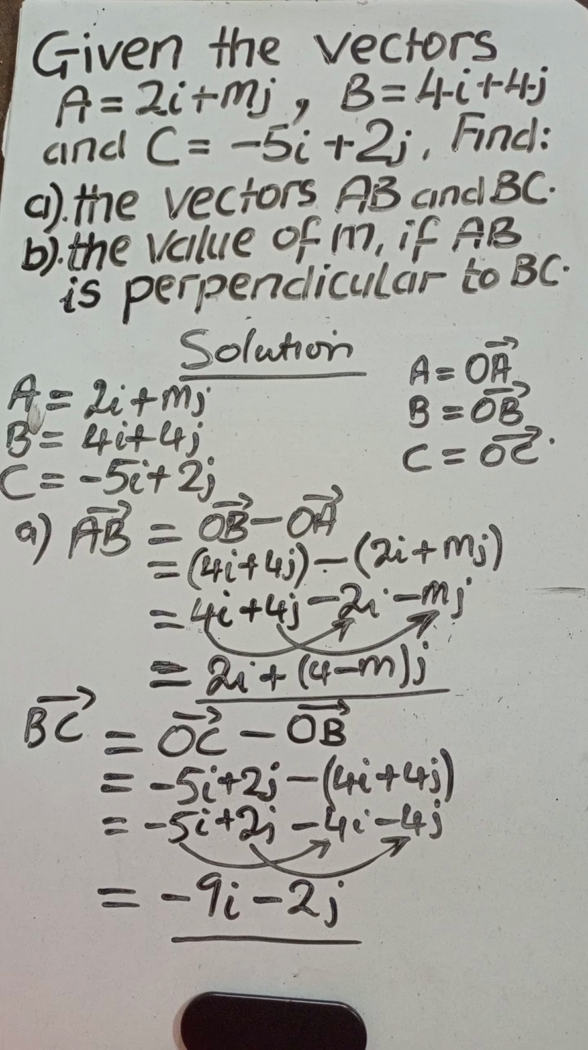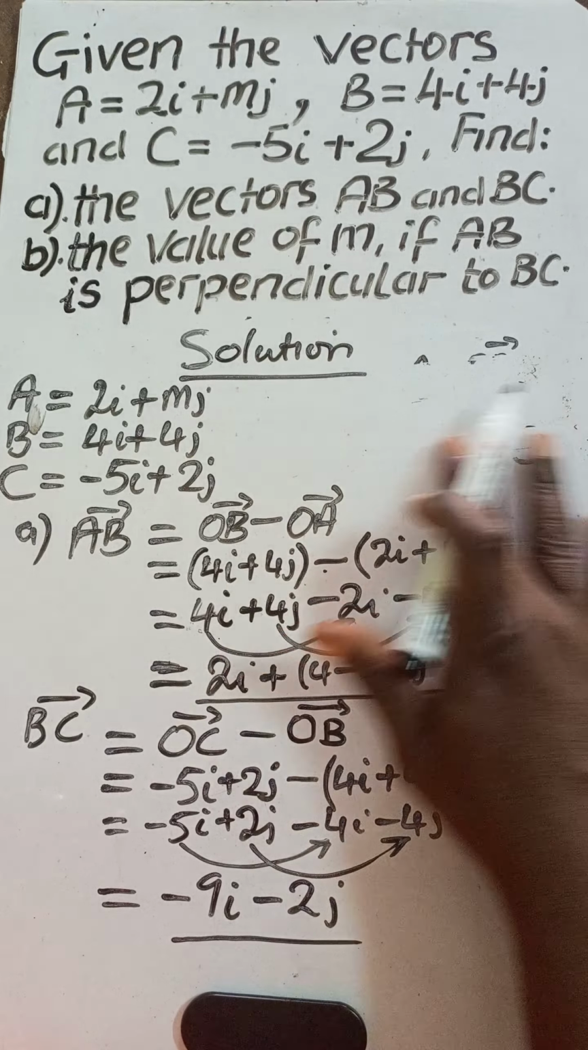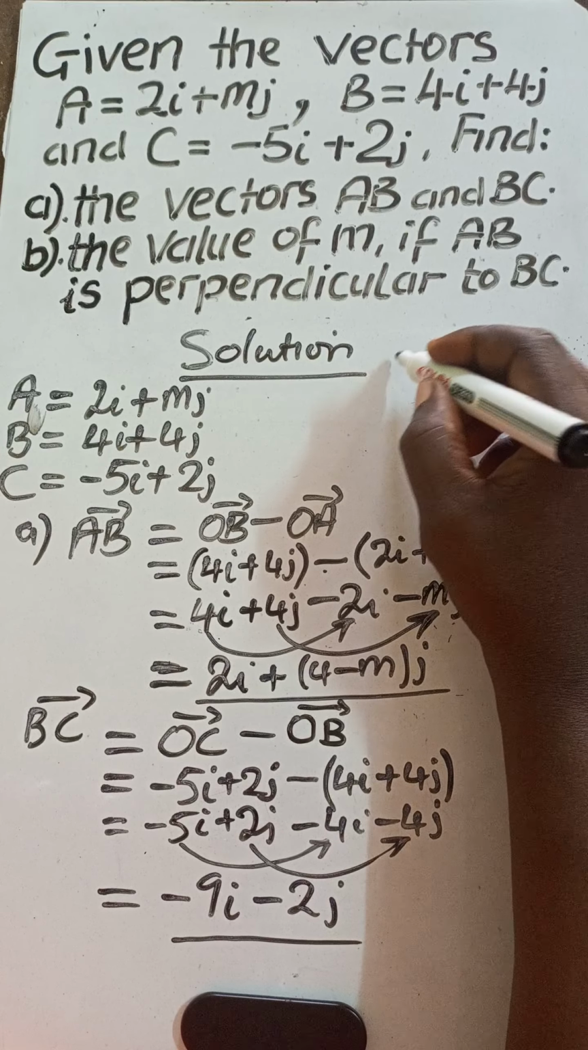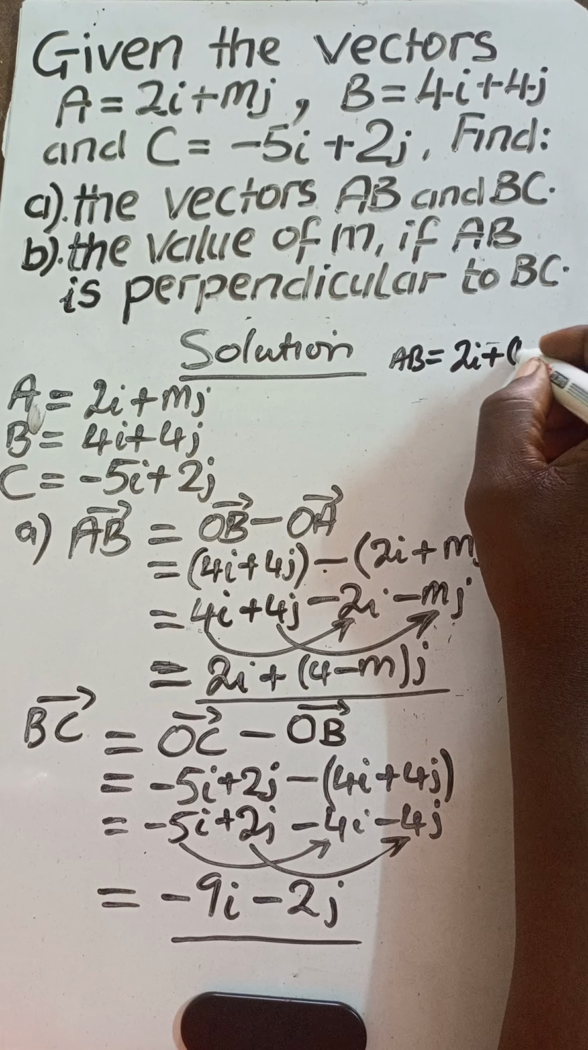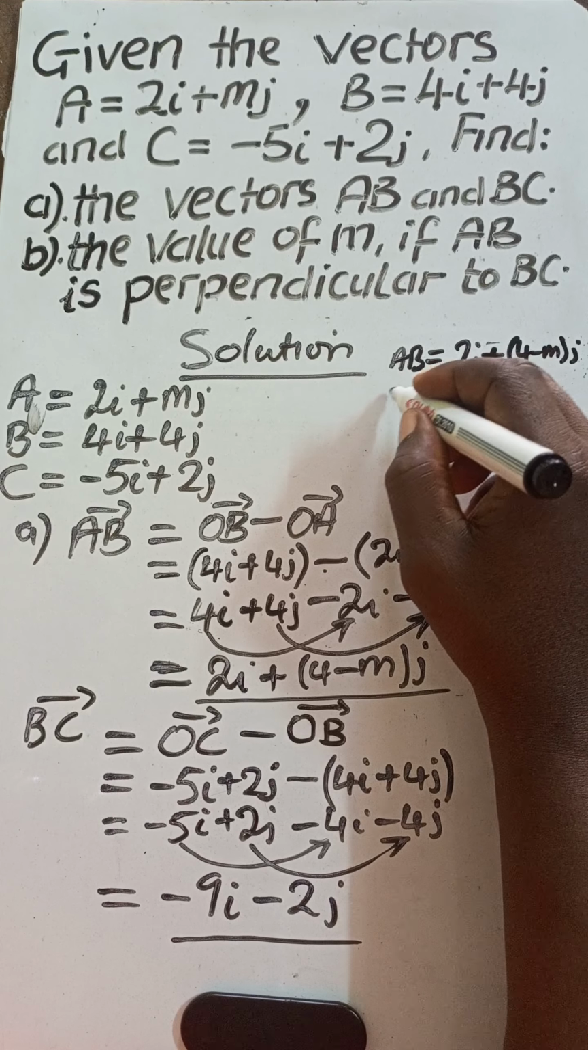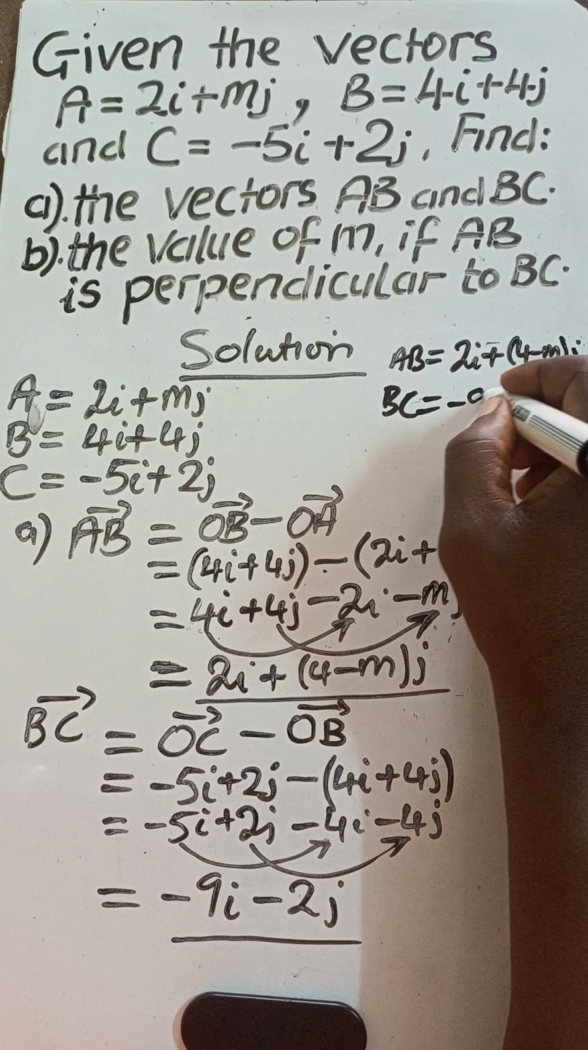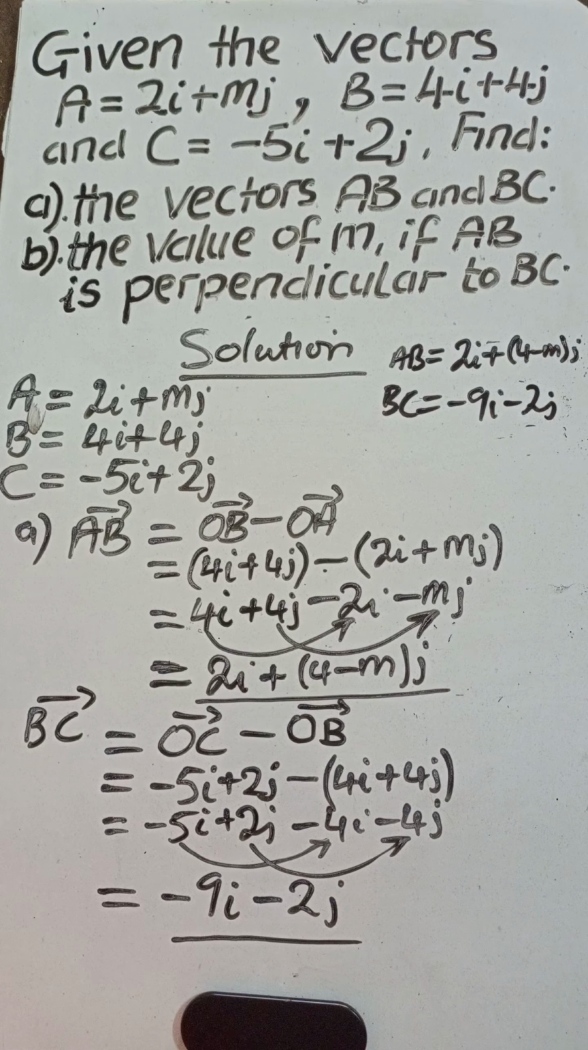Now, question B says we should find the value of the constant m for which the vector AB, remember this is AB, so let's write it somewhere. Vector AB is 2i plus 4 minus mj. The vector BC is negative 9i minus 2j. They say find the value of the constant m for which the vector AB is perpendicular to the vector BC.